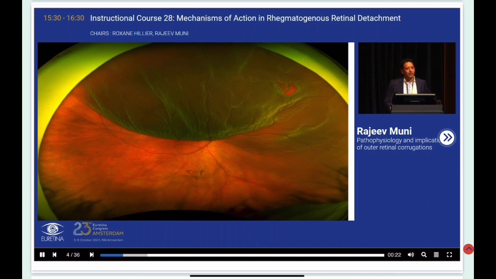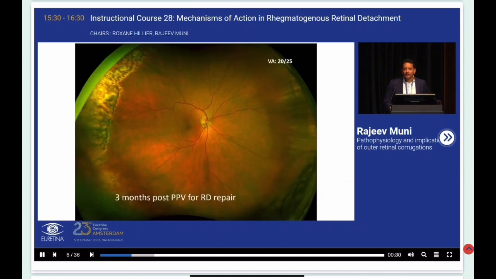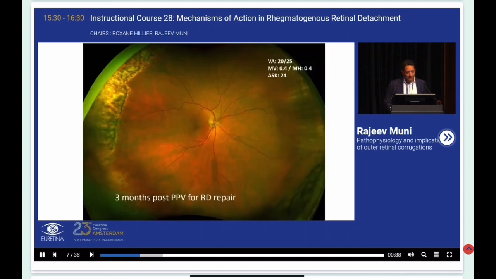When we see a patient with a retinal detachment, superior with several breaks, there's many ways that we can fix this. We all know that all of these techniques work very well. And this patient was 3 months after a detachment fixed with vitrectomy. Visual acuity was 20/25, and we've told the patient they've done fabulous. But when we look at it in more detail, we see that the patient had severe aniseikonia.